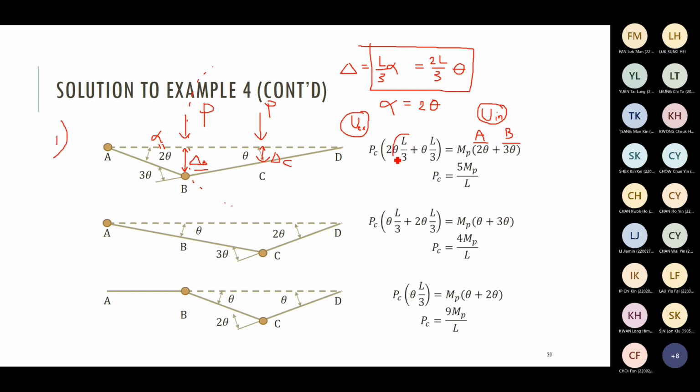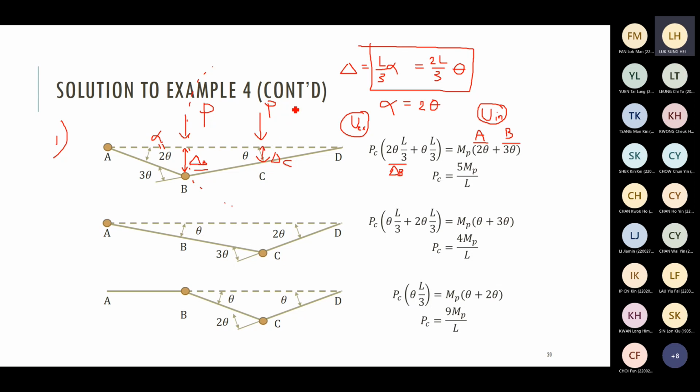Oh, I highlighted the wrong one. This part is actually equal to delta B. 2L/3 is the radius of this big circle, and then times theta. That gives you the first displacement. Displacement times P gives you the first work done. The second force also does some work, but the contribution is smaller because delta C is smaller.